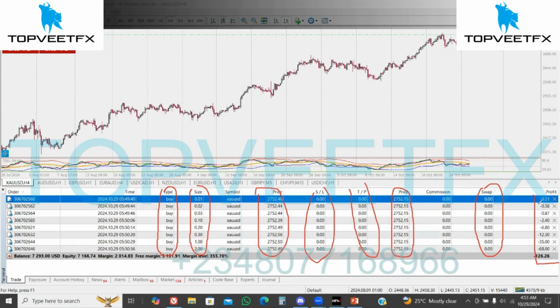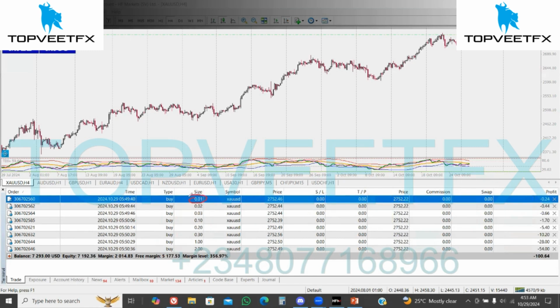Now, let us come back to what we are teaching. Look at 0.01. The trade I placed on 0.01, you can see that I'm having minus 0.23 cents.